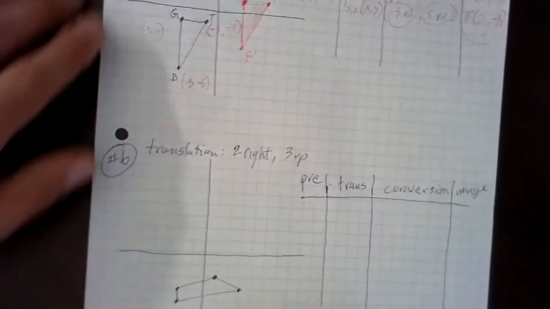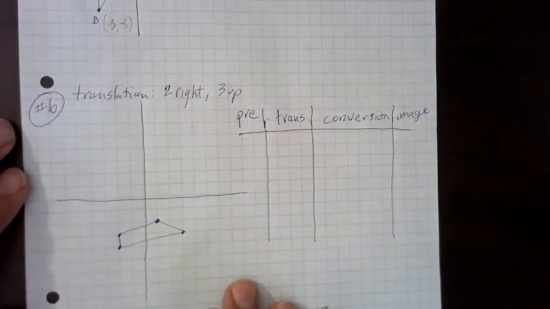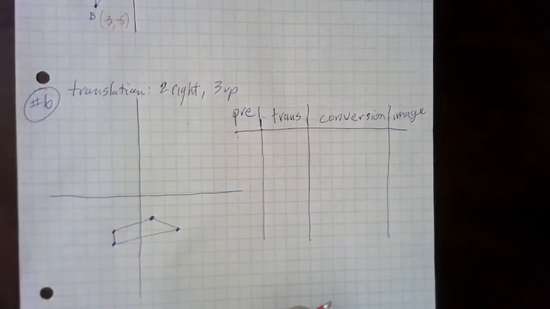Now let's look at this one. And with this one, we have a little bit more complex of a shape. So let's go ahead and find where these points are first. And actually, I did not put the values here.